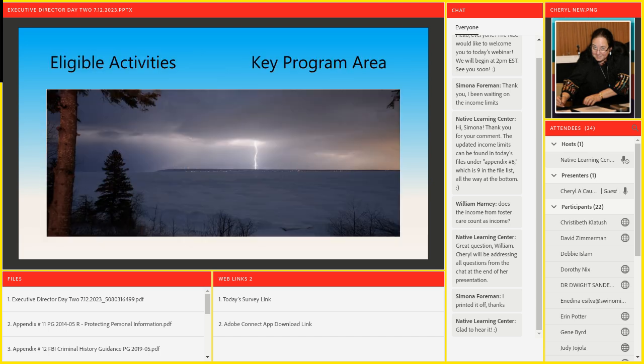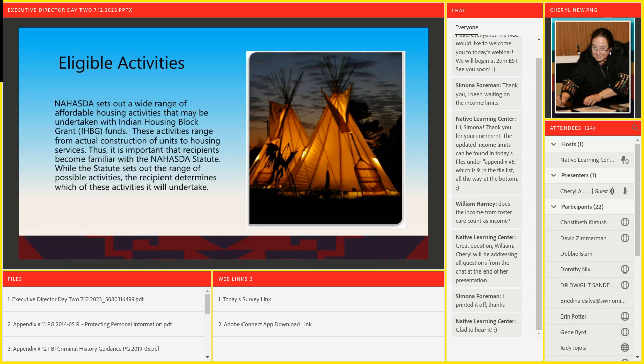Into our eligible activities and our key program areas. So as you decide now under NAHASDA what you want to do with your money, hopefully you get enough money that you can do everything that you want to do, those eligible activities. It sets out a wide range of activities that can be undertaken with the funds from your block grant. Activities range from actual construction of your units to housing services.